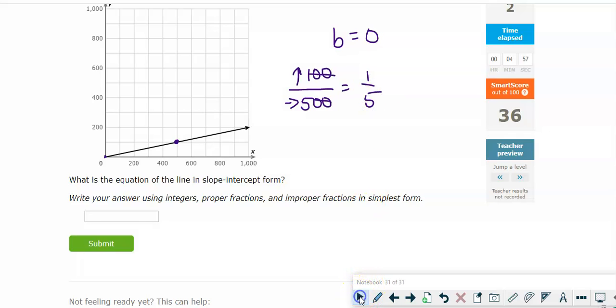Okay. So our equation is y equals 1/5 x. I guess I'm supposed to do it that way. It doesn't give me a chance to do fractions. And then plus 0 again. We don't need to enter plus 0. We can just leave it y equals 1/5 x.